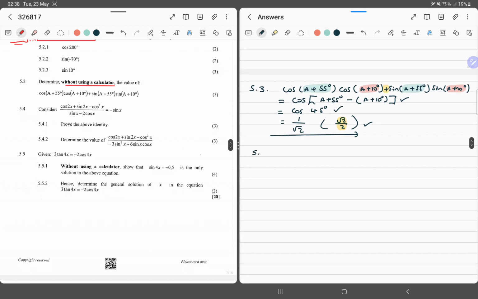So 5.4. 5.4 says, consider this lovely expression here. Again, you will always be given an identity to prove. So let's copy it down. It says now prove the identity. So what I'm going to do here, I'm just going to prove the left hand side. Okay. So balance and you off and go cos 2x plus sine 2x.